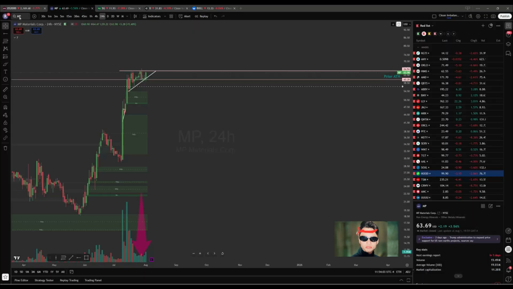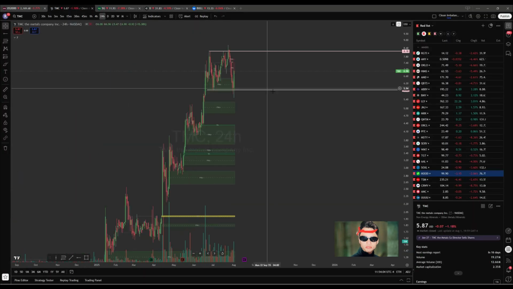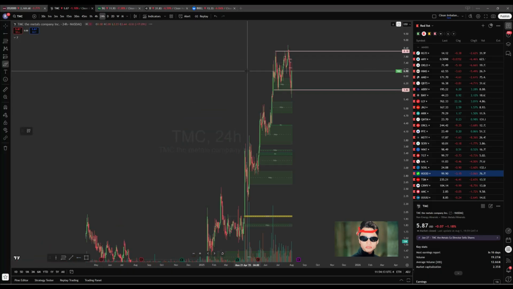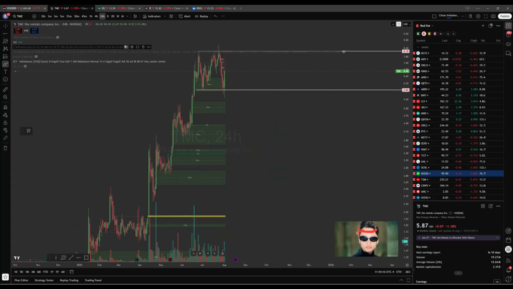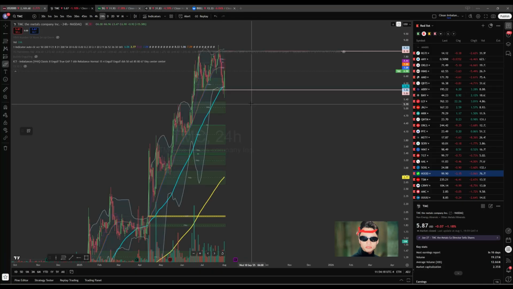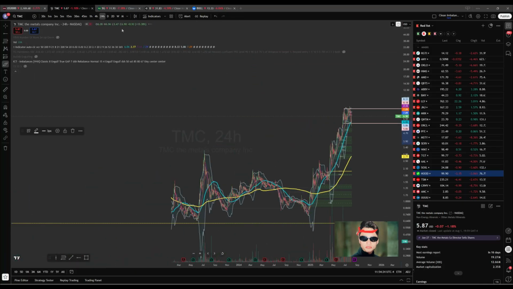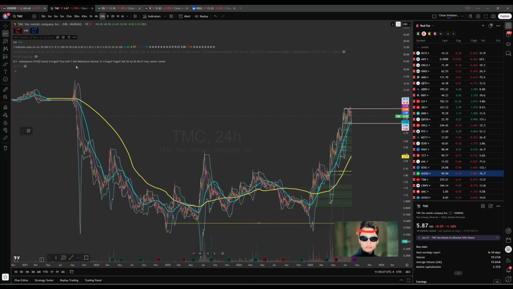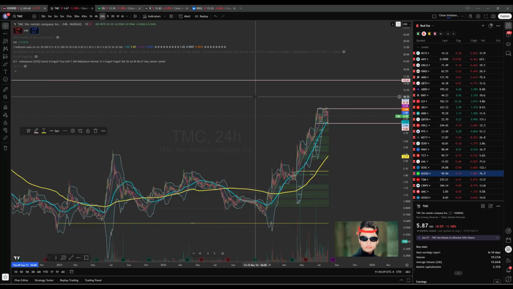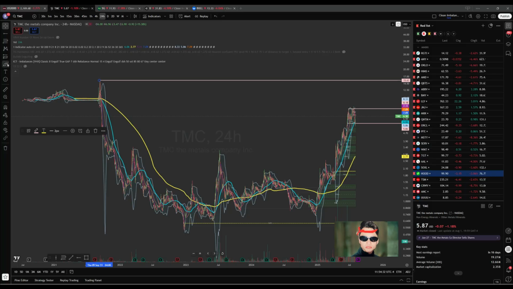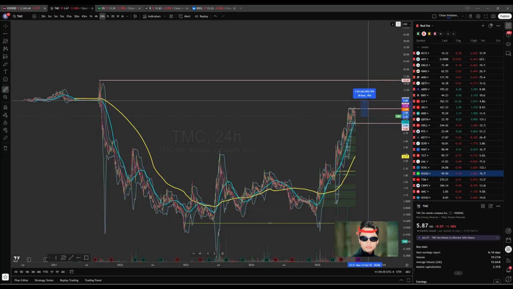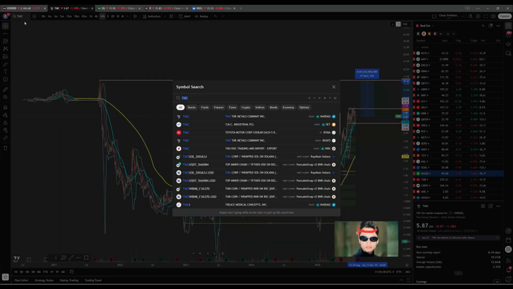Also, you've got that TMC that is also a sympathy play. We draw the pink line. We know that we want a body close below, so it didn't close below. I would say it's just consolidating before it gets that other massive move up. Also, it has a golden cross. Look at all-time highs right here. So we could just target that prior all-time high, and if we get it, it's a 100% move.